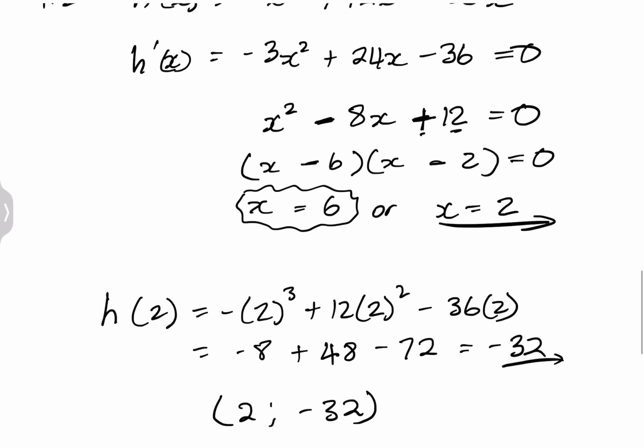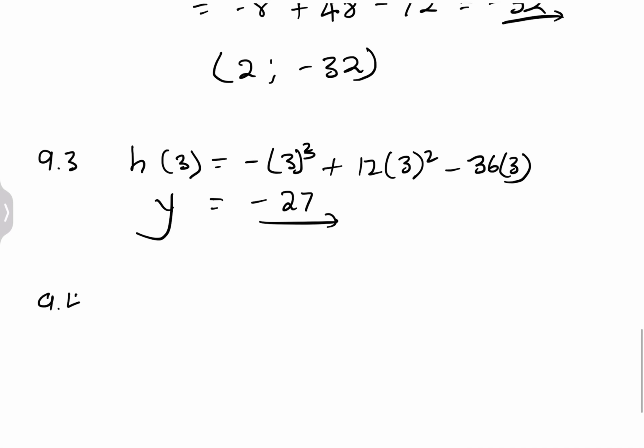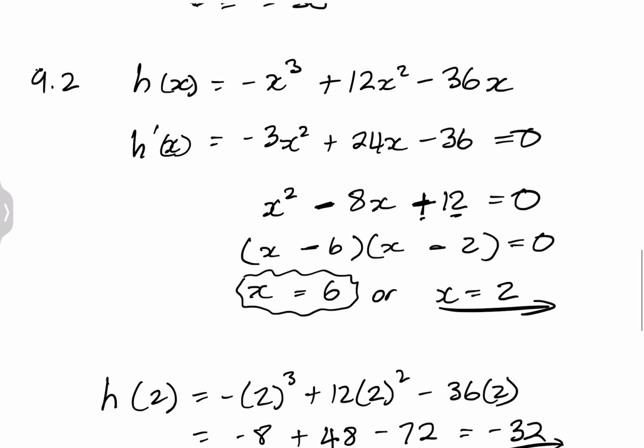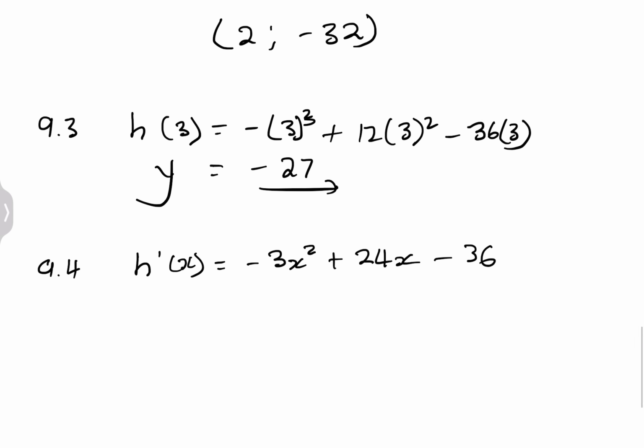Okay, so for 9.4, we find the double derivative, right? So we're going to say h dash of x. That's going to be minus 3x squared plus 24x, right, minus 36. Okay, so that's going to be the derivative, but we want the double derivative. Remember, to get the point of inflection, in this case, it could be the double derivative.